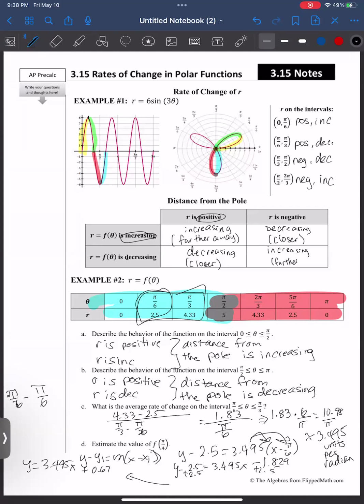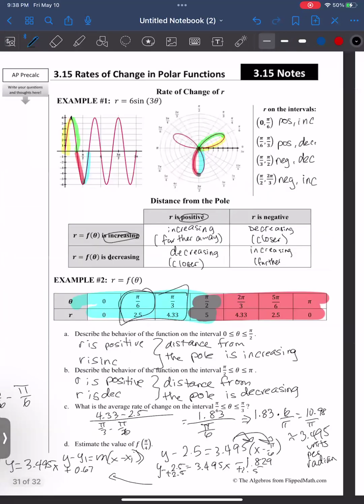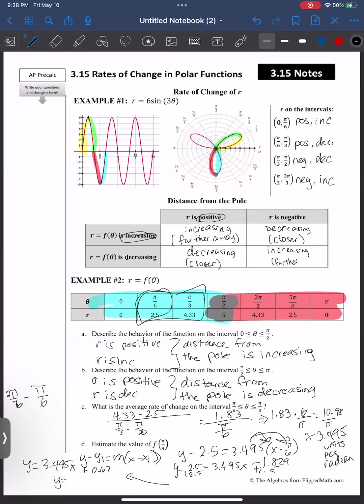So I'm just going to plug in pi over 4. y equals 3.495 times pi over 4 plus 0.67. I'm running out of room, so I'm just going to put this all in my calculator and get my final answer, which is about 3.414. And that makes sense because pi over 4 lies in between pi over 6 and pi over 3. So it makes sense to have a value that's somewhere in the middle of them.